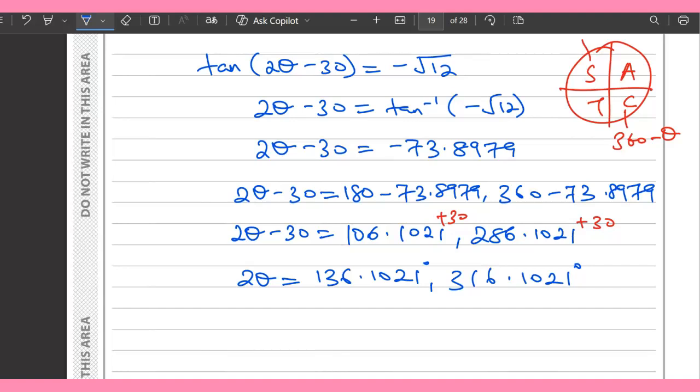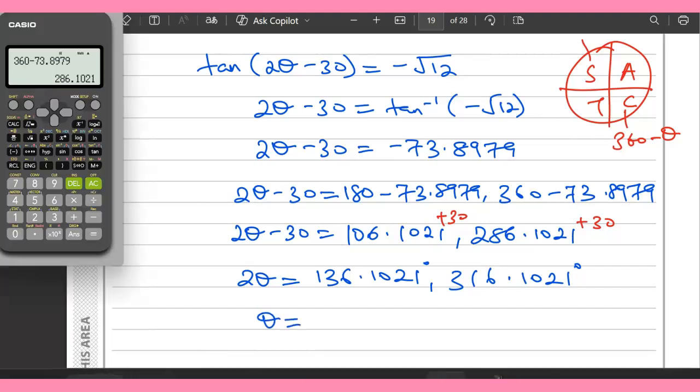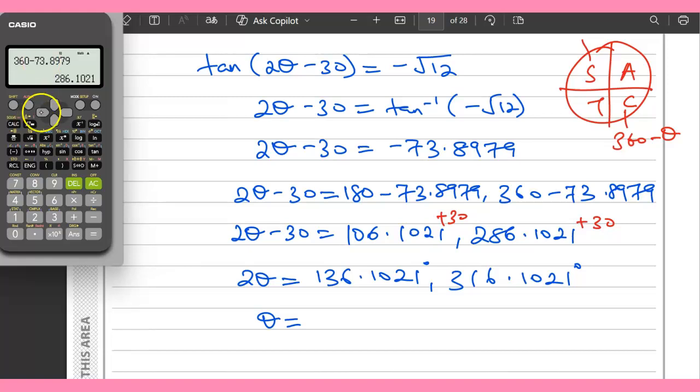We can divide through by 2 so that the angle here will have 136.1021. Let's start with 136.1021.